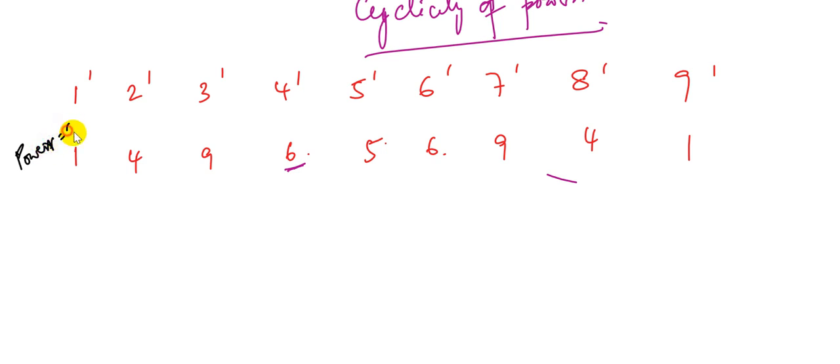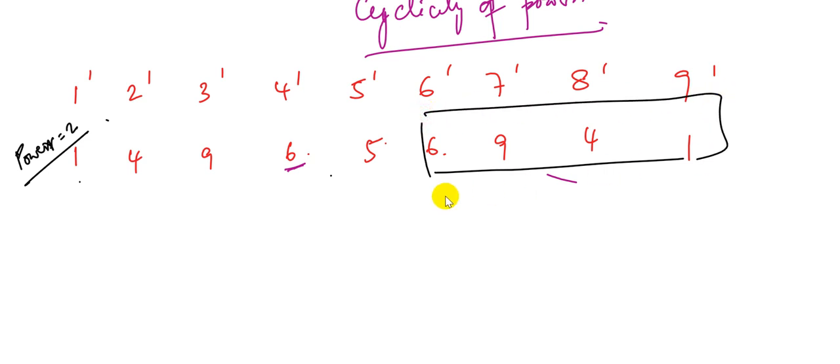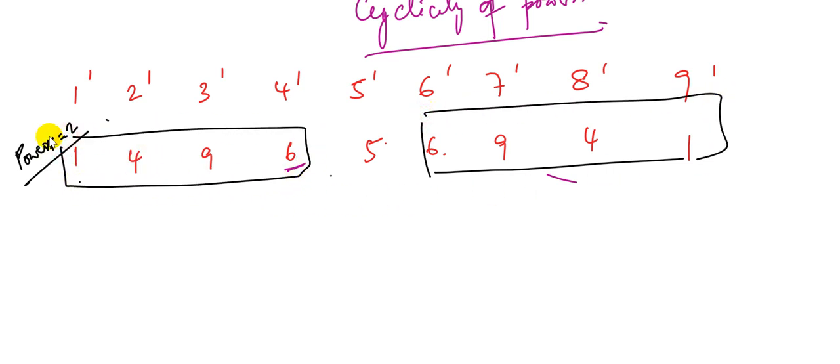Power 2, right? So if it is power 2, then the last digits are 1, 4, 9, 6, and then 1, 4, 9, 6 from the other end. So this is the pattern, and then you have a 5 in between. Then you have power 3.